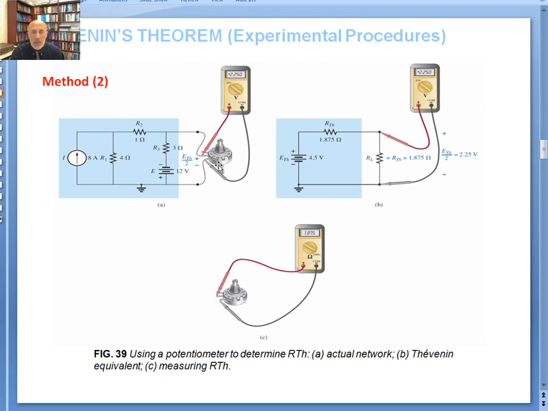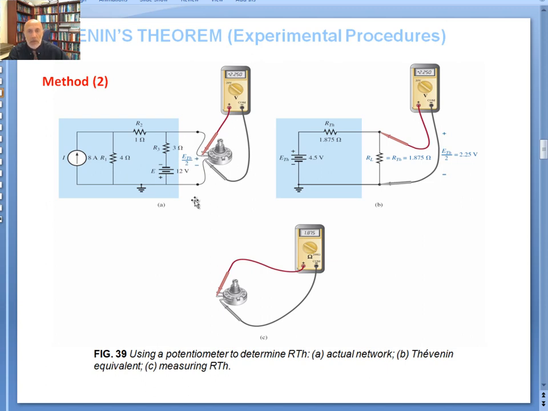You hook up a potentiometer to the terminals A and B, but only the middle and either the A or B terminal. So you hook it up as a variable resistor, a rheostat, and you're adjusting it until the voltmeter across those two terminals of a potentiometer reaches half the open circuit voltage.